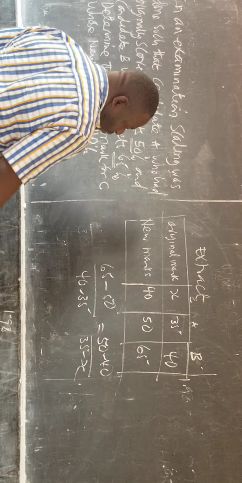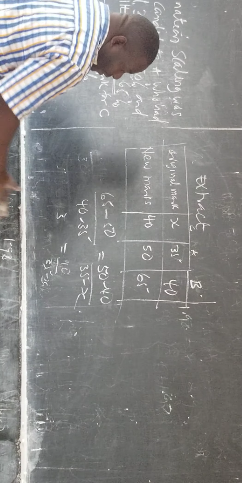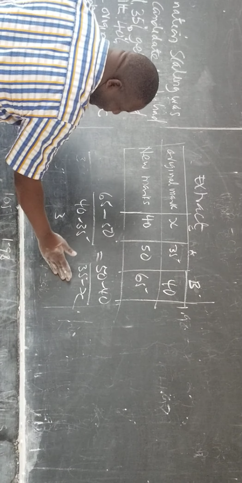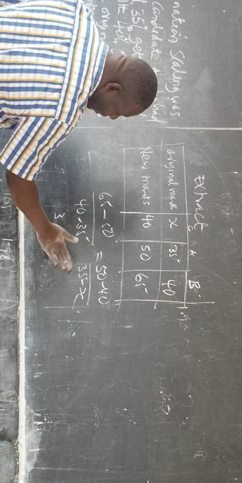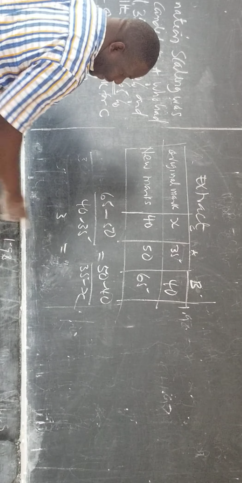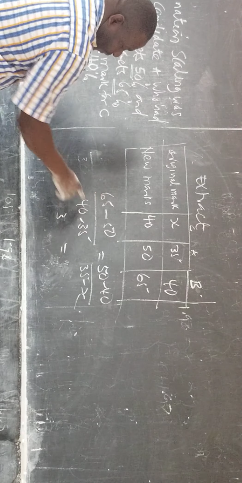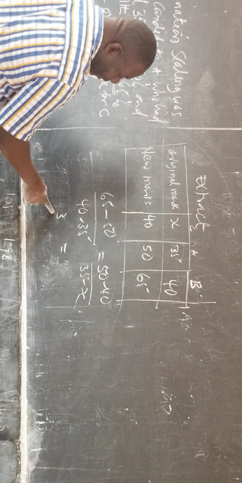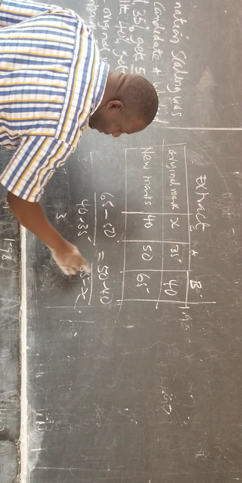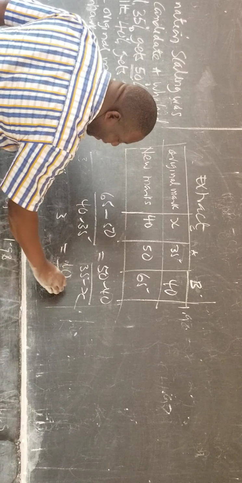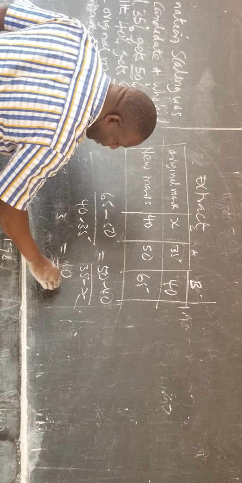35 minus x. So the whole of this one here. When we use our calculators here, we have the whole of this one. This is 15 divided by 5, we have 3 here. This one here, 10 minus 4, we have 10. Then this is 35 minus x.